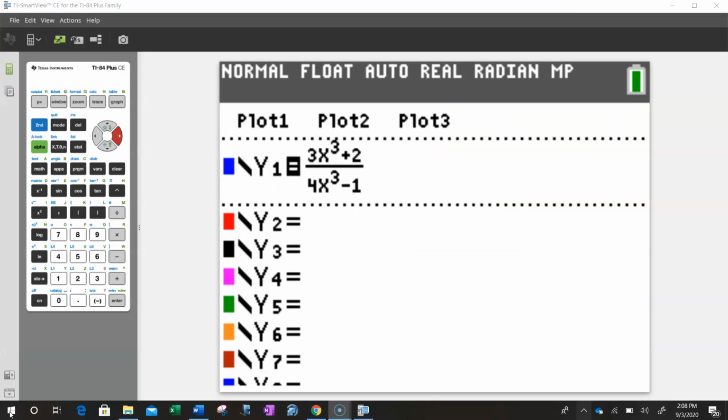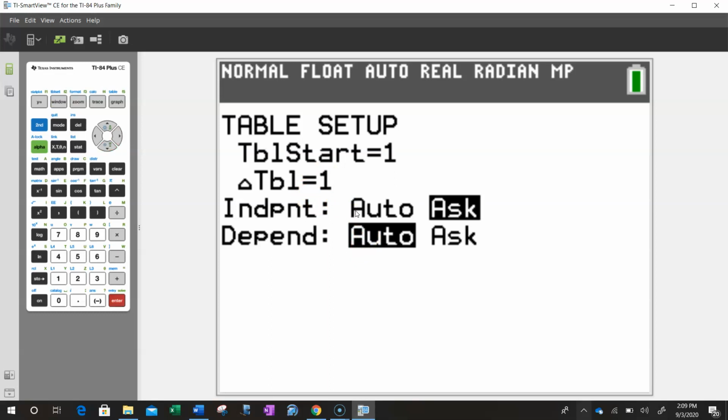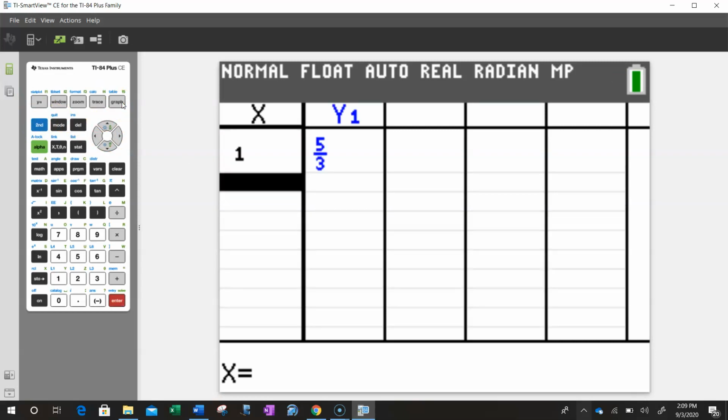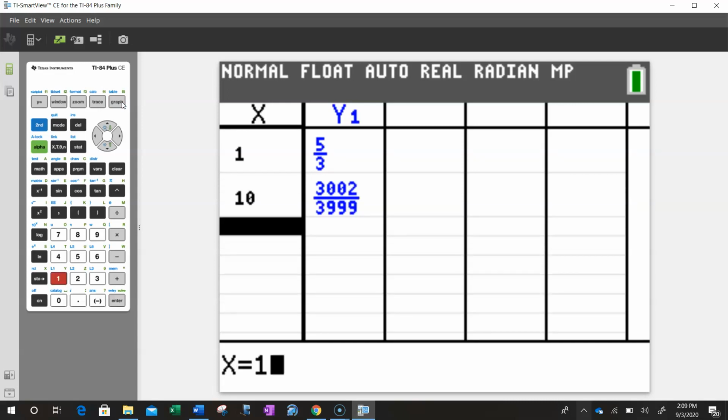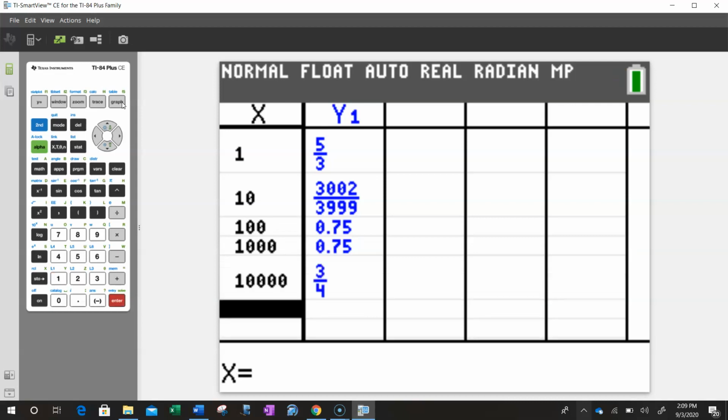This third one, I want to show you how you can do the same thing that we did in Desmos in your table. When you come up here to your table setup, let's say you want to start your table at 1. Instead of having it on auto for the independent variable, put it over to ask. Then when you go to your table, it doesn't have any x values, and you can type in what you want. So you can type in 1 and then 10 and then 100, and then 1,000. I'm just picking these because they're easy. I can type in 10,000 and so on and so on.